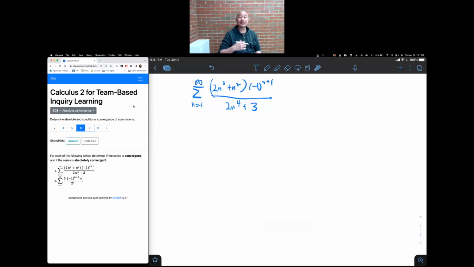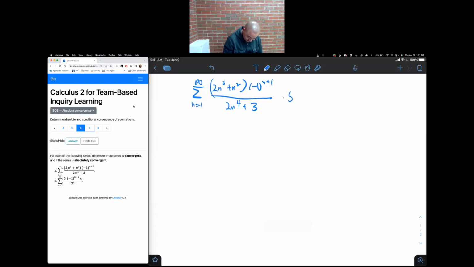We first note that the minus 1 to the n plus 1 makes this an alternating series, so the alternating series test is the most straightforward way to determine if this is convergent. And we also note that without the alternation, the expressions are simply cubics divided by quartics, and things like that converge to 0.